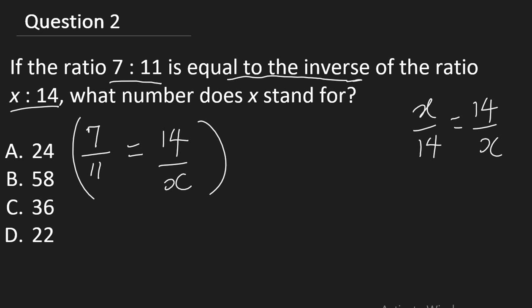Now you can solve this using equivalent fractions. Since 7 times 2 will give you 14, 11 times 2 will give you x. You must multiply the numerator and denominator with the same value. So the value of x is 22, which is option D.